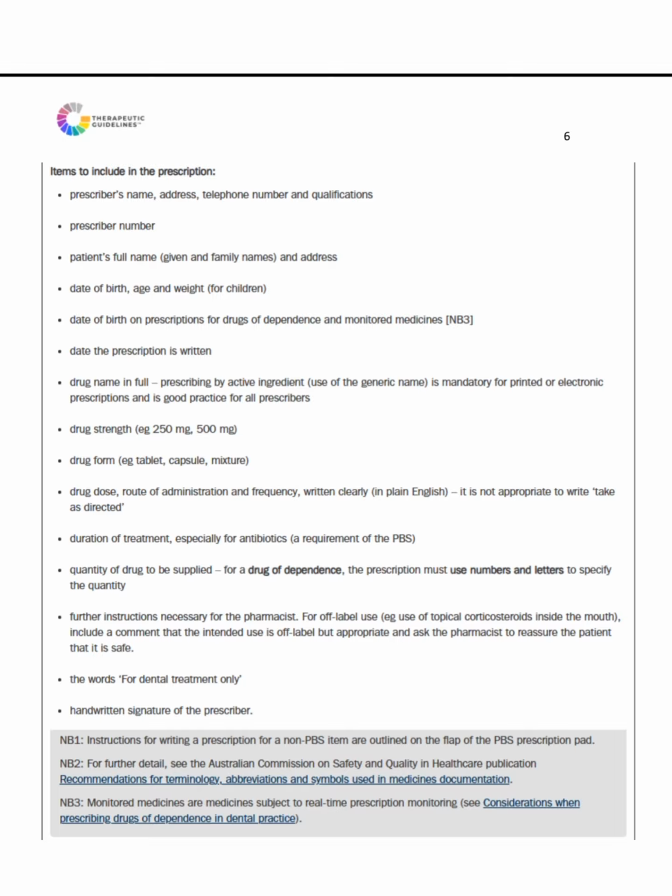For a drug of dependence, the prescription must use numbers and letters to specify the quantity. Further instructions necessary for the pharmacist. For off-label use, for example, use of topical corticosteroids inside the mouth, include a comment that the intended use is off-label but appropriate and ask the pharmacist to reassure the patient that it is safe. Okay. Now the words for dental treatment only should be written on the prescription, and the handwritten signature of the prescriber should be there.